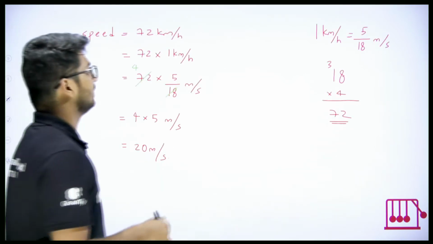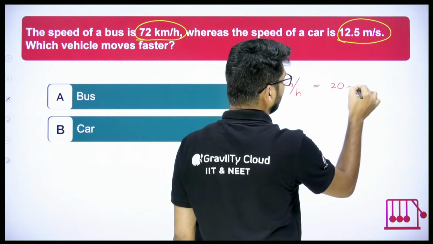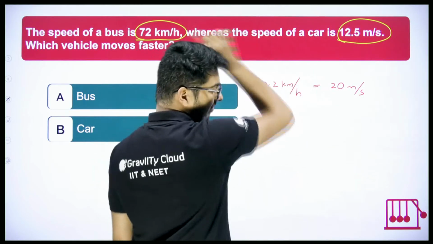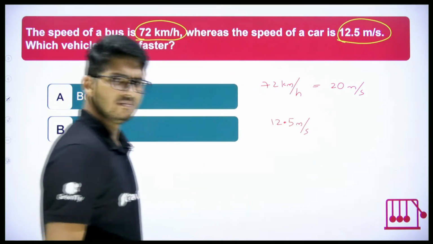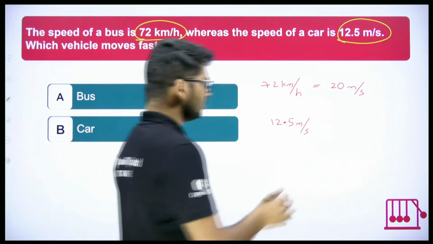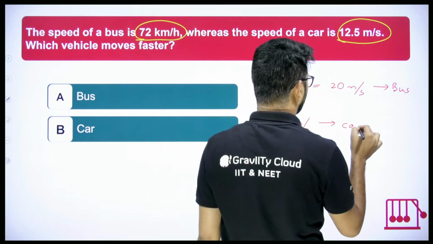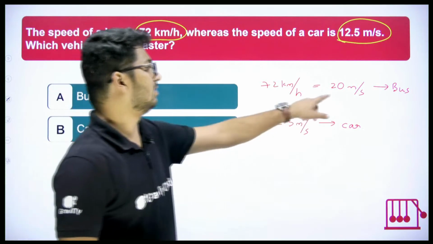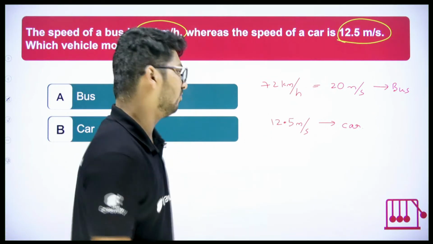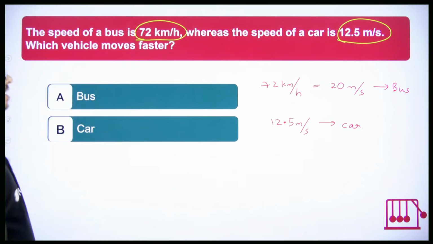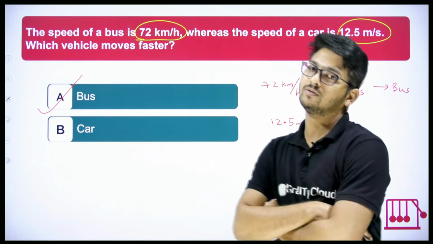So now if we compare the speeds, what is given here? 72 kilometer per hour, which we got as 20 meter per second. That is the speed of one vehicle. The other vehicle is 12.5 meter per second. For the bus, it is 20 meter per second. For the car, it is 12.5 meter per second. So you see these are in the same units. So you can compare them. 20 is greater than 12.5. So which is moving faster? The bus is moving faster.